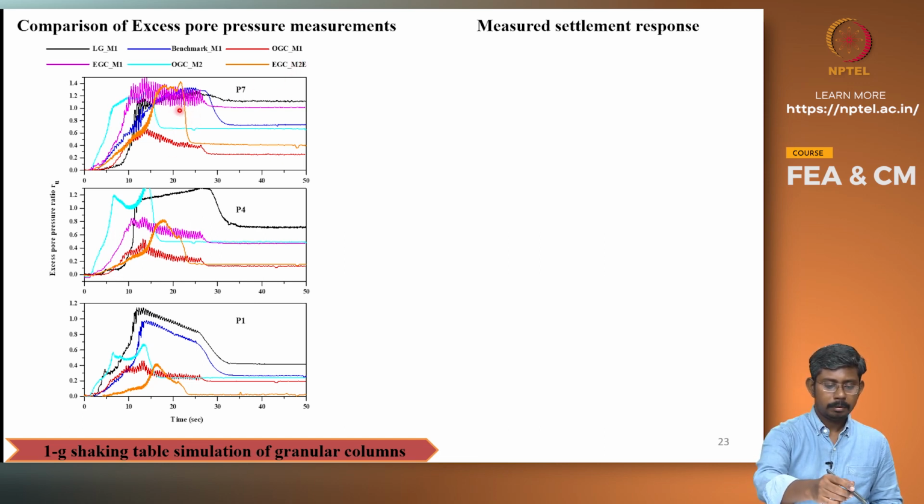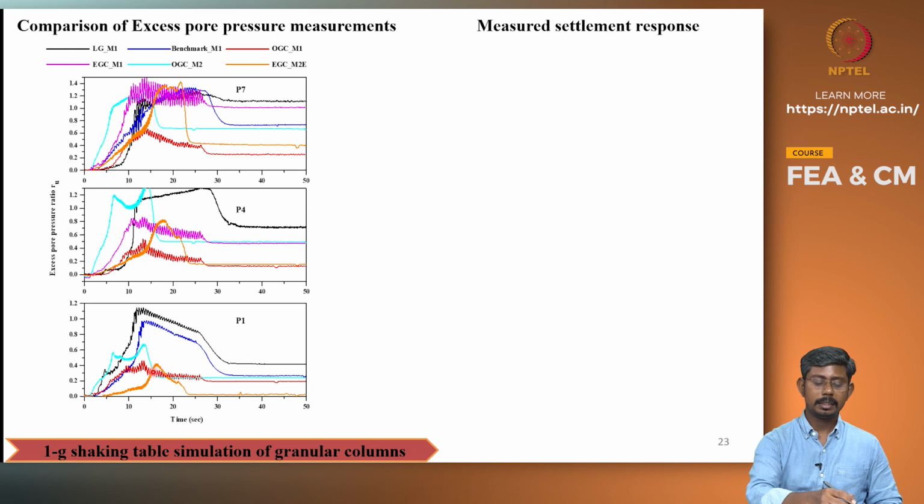So, it can be seen here that EGC M2 and OGC M2 will have different trends when compared to the other ones, because of the difference in the intensity of loading. But overall it can be seen that for the treated cases, OGC and EGC, their excess pore pressure ratio is lower. The excess pore pressure for the treated cases OGC and EGC can be seen at locations P1 and P4. The treated locations have indicated consistently lower excess pore pressure when compared to the untreated cases.